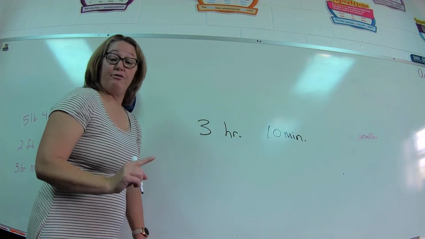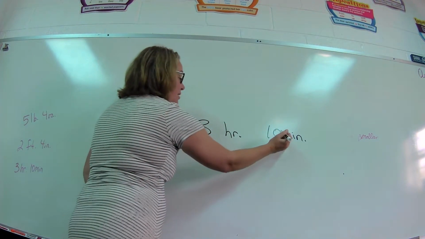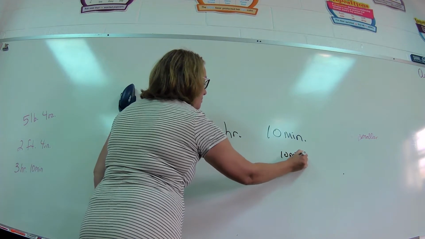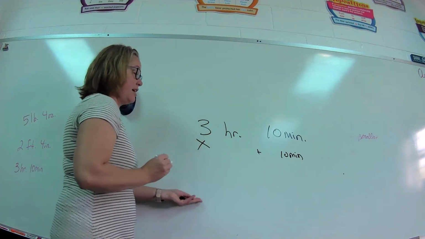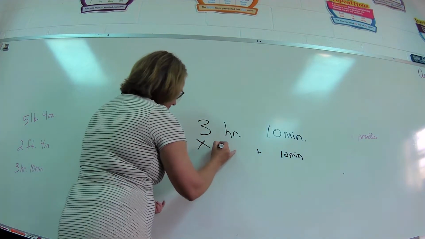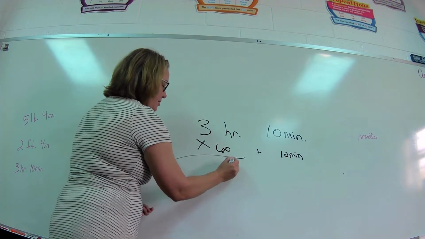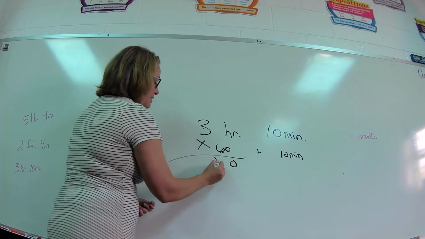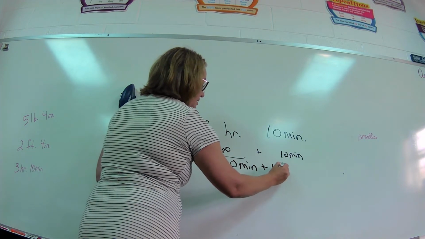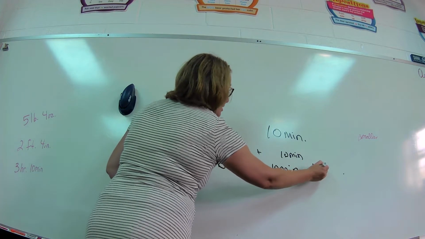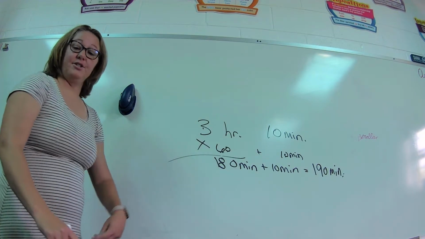Let's go to the smaller unit first. So hours or minutes, which one's smaller? Minutes. All right, so let's leave 10 minutes here. Hours to minutes is large to small. How many minutes are in an hour? Very good. There's 60. We multiply 3 times 60, which gives me 180 minutes plus the 10 minutes. That gives me 190 minutes.